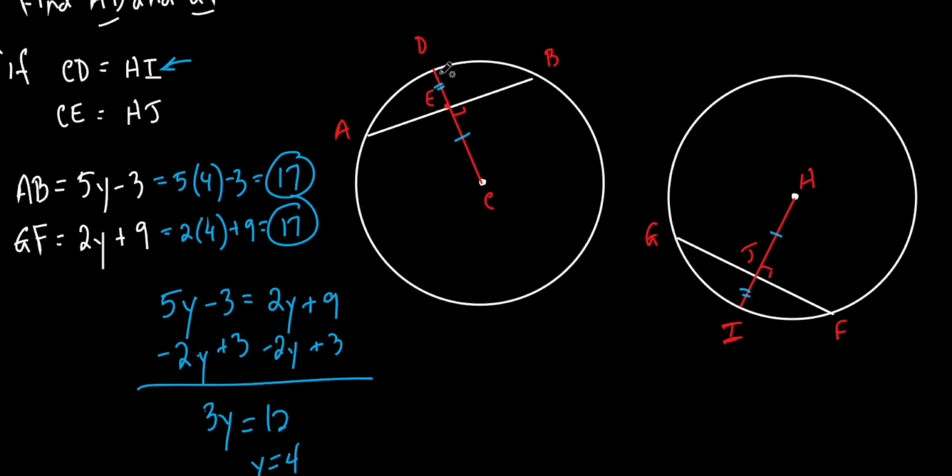What is it? 8.5, right? How'd you get 8.5? Where'd that come from? You know the whole thing's 17. You divide that by 2. What's 17 divided by 2? It's 8.5. So that's 8.5.